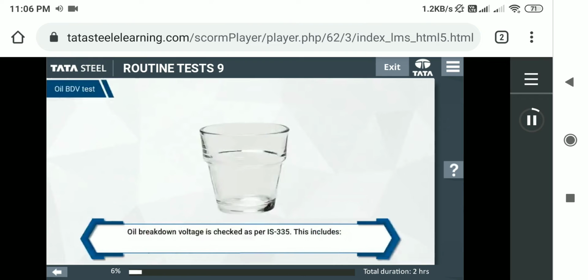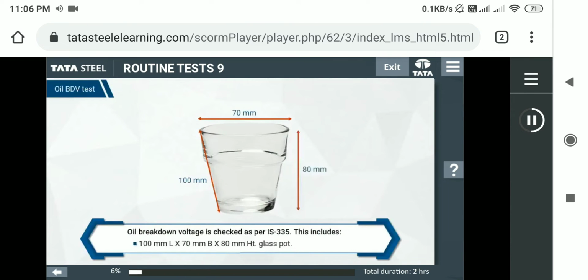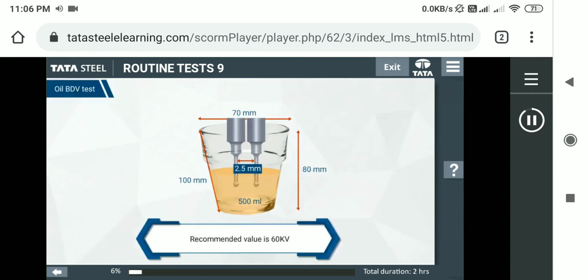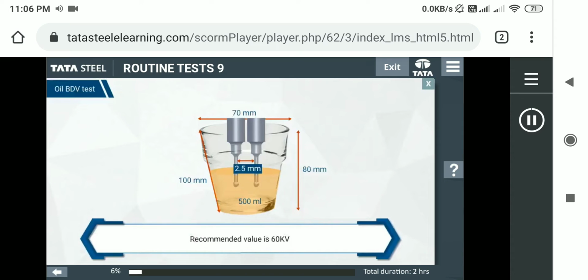Oil breakdown voltage is checked as per IS-335. This includes a 100 mm length into 70 mm breadth into 80 mm height glass pot, 500 milliliter oil sample, spherical electrodes with gap of 2.5 mm. Recommended value is 60 kV.